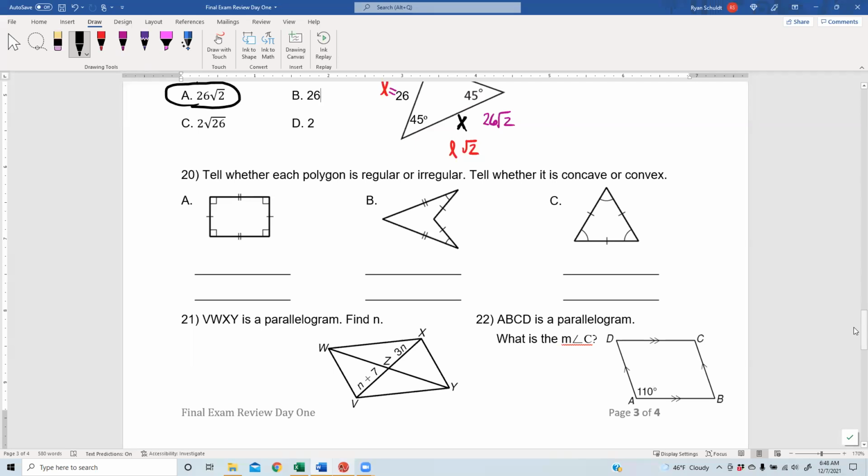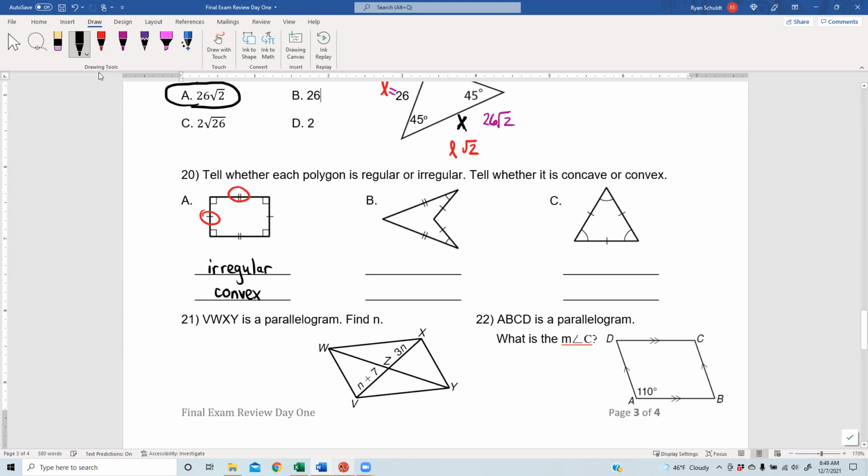Okay, number 20, tell whether each polygon is regular or irregular and concave or convex. Well, regular means all sides are the same and all angles are the same. For A, all sides are not the same. I've got these two that are different. So that means A is irregular. Concave means it's caved in. It's not concave, so on A, that would be convex.